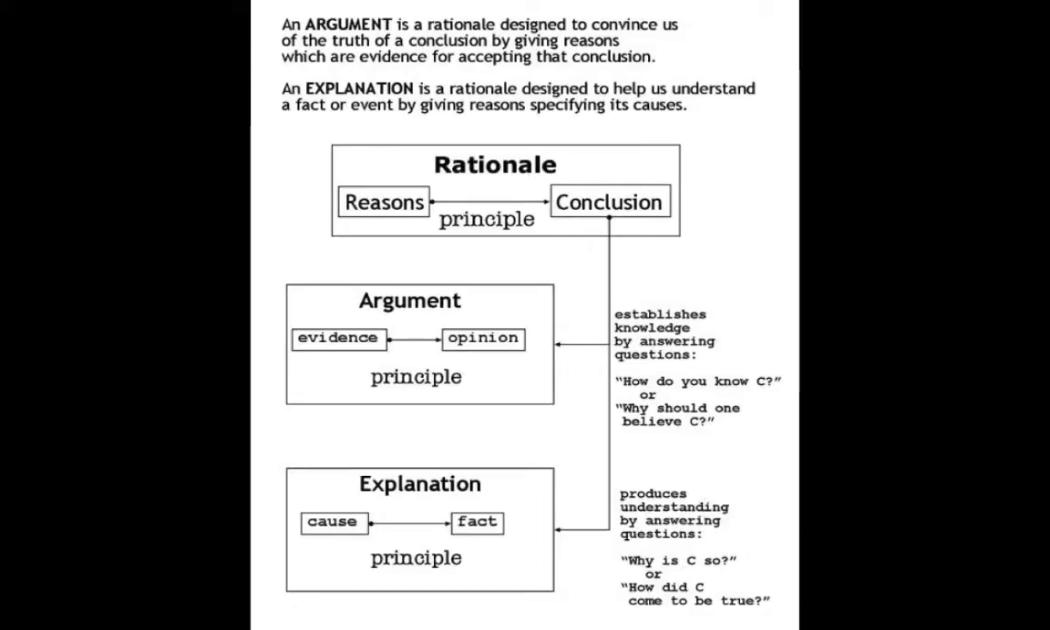Brief review. Recall from Chapter 1, I described two kinds of rationales, an argument and an explanation. Rationales are anytime we give reasons that support conclusions. One kind of rationale is called an argument, that's designed to convince us of the truth of a conclusion by giving reasons which are evidence for accepting that conclusion.